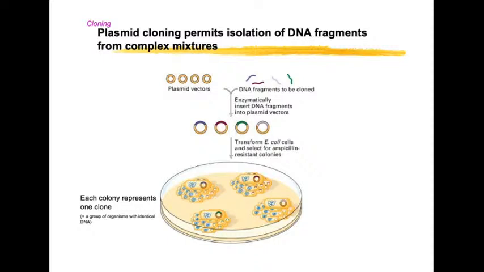So plasmid cloning permits isolation of DNA fragments from complex mixtures. You have plasmid vectors and DNA fragments to be cloned, and you enzymatically insert the DNA fragments into the plasmid vectors. Then you transform E. coli cells and select for ampicillin-resistant colonies. Here you can see each colony represents one clone. Like this, one clone is present for each DNA fragment.